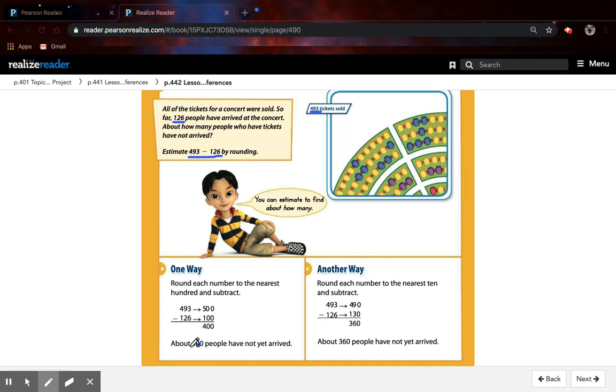So if you notice in the one way, our answer is about 400, and in another way, it is about 360. So again, your answer is not always going to be the same as everyone else's. Obviously, there's still a correct way of going about doing the one way and a correct way of completing the other way strategies. But these two answers are not the same. Are they close to each other? Yes, because we're estimating. We're not looking for exact numbers or answers just yet.